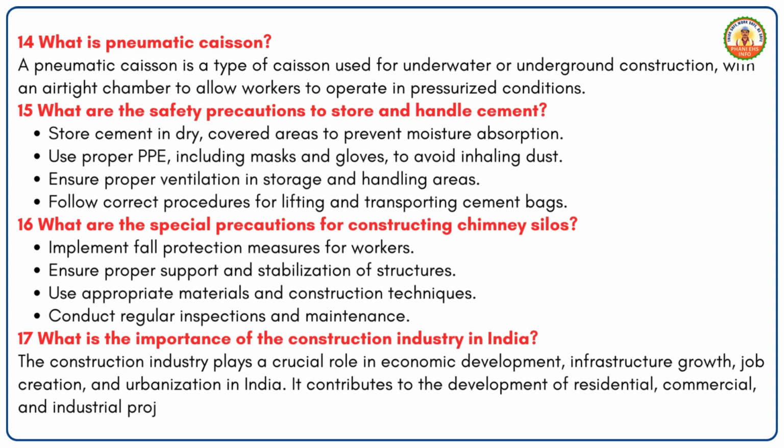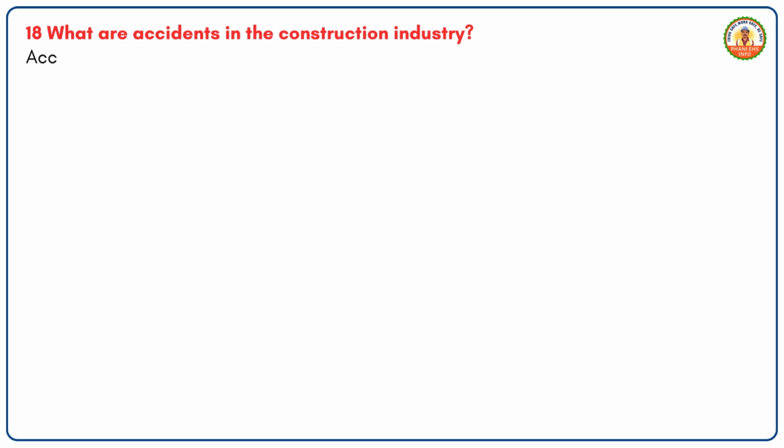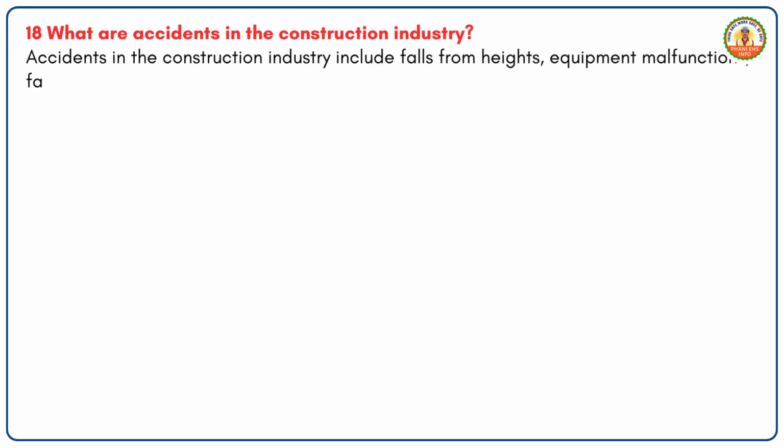18. What are accidents in the construction industry? Accidents in the construction industry include falls from heights, equipment malfunctions, falls of materials, exposure to hazardous substances, and injuries from manual handling.